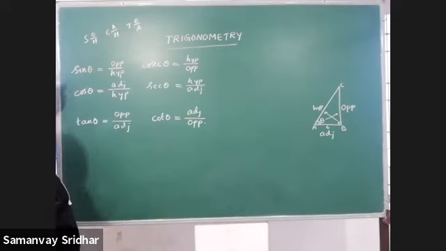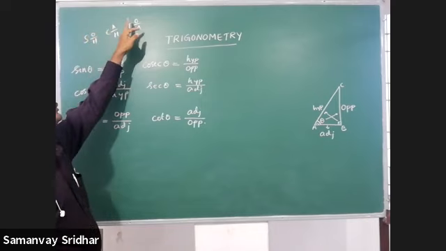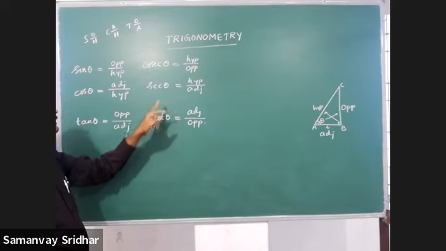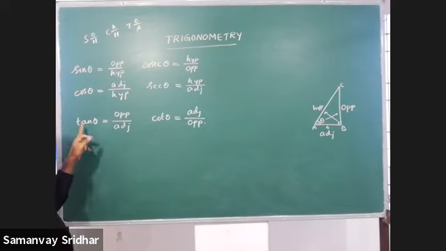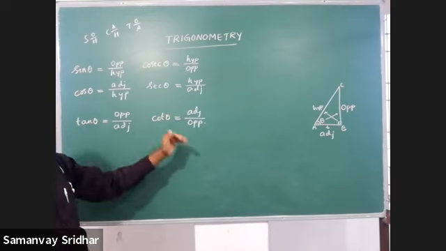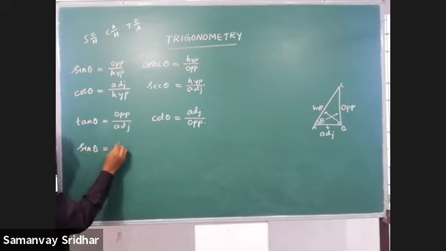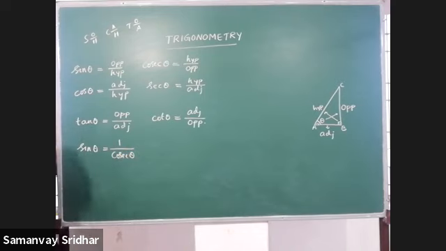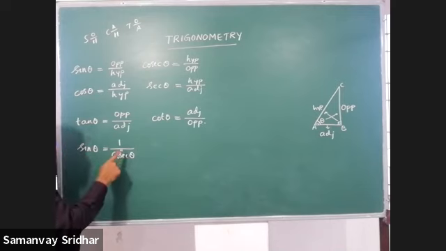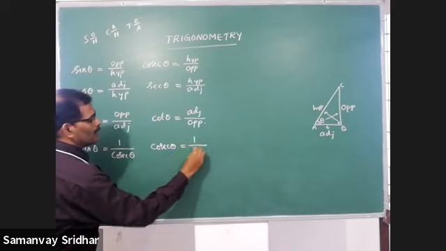Yes, for sin, opposite by hypotenuse; for cos, adjacent by hypotenuse; for tan, opposite by adjacent. Cosec, sec, cot. Cosec is the reciprocal of sin, sec is the reciprocal of cos, cot is the reciprocal of tan. Therefore, we can write the reciprocals of them. Hereafter, sin theta is equal to 1 by cosec theta, because sin is the reciprocal of cosec. Similarly, cosec theta is equal to 1 by sin theta.